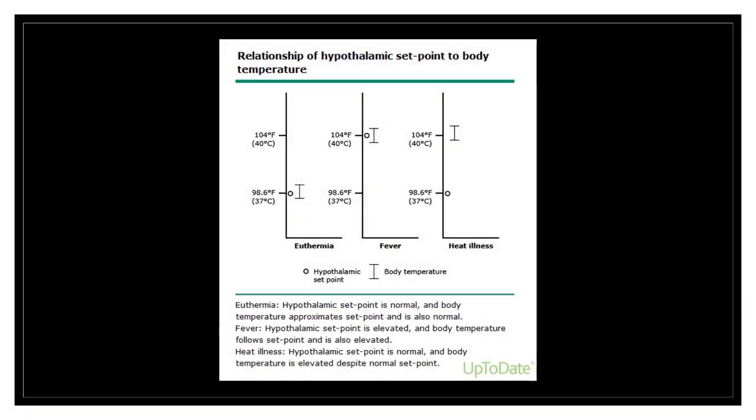See here on the graph on the left side, you can see that the hypothalamic set point is around 37 degrees Celsius, as marked by the empty circle, and the temperature range is around that set point. In fever, that same law is respected, but the hypothalamic set point reaches a higher point. Whereas in hyperthermia, you can see that there is a dissociation between the set point and the temperature that the body is maintaining. So the set point is at a normal point, but the body's temperature is much higher.